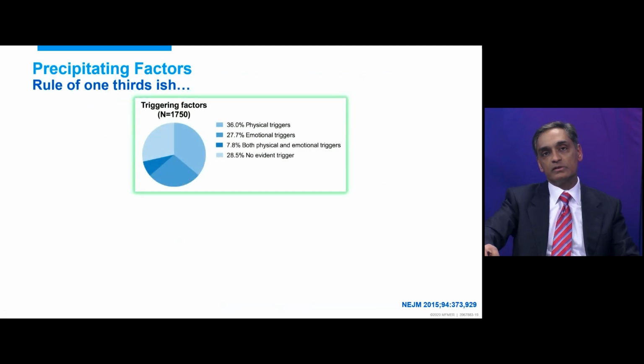What else did they show in this New England Journal paper? Well, they did a nice job of showing the triggers. They reported around 38% were physical triggers. I like to think of this as a rule of 1/3. 1/3 are physical triggers, 1/3 emotional, 1/3 do not have a trigger.